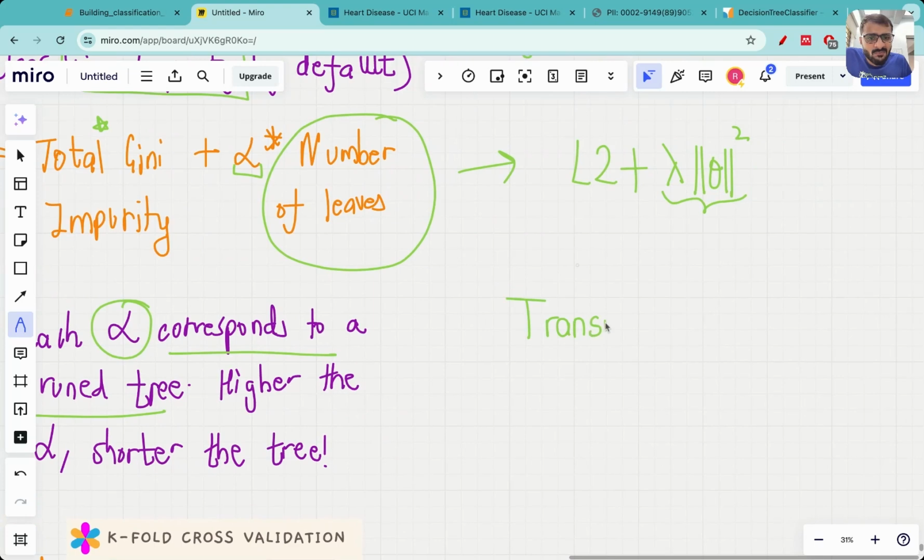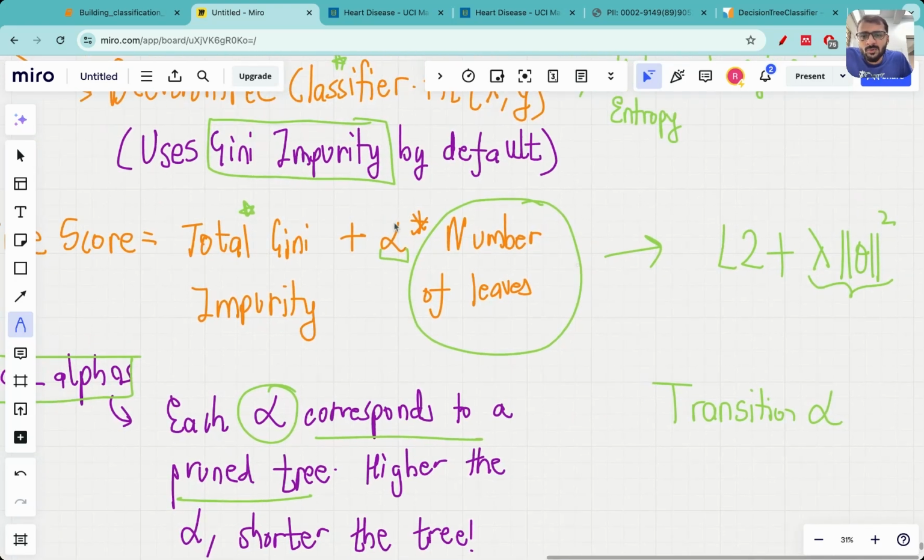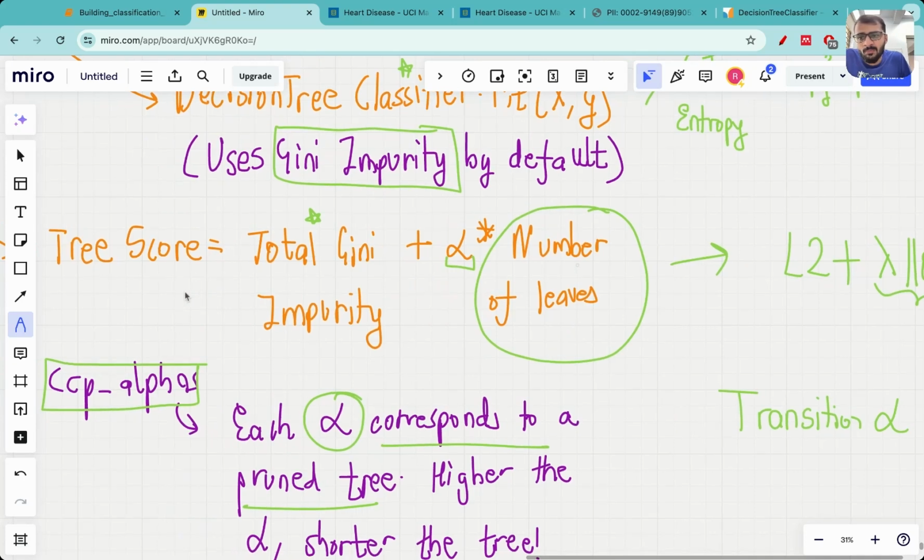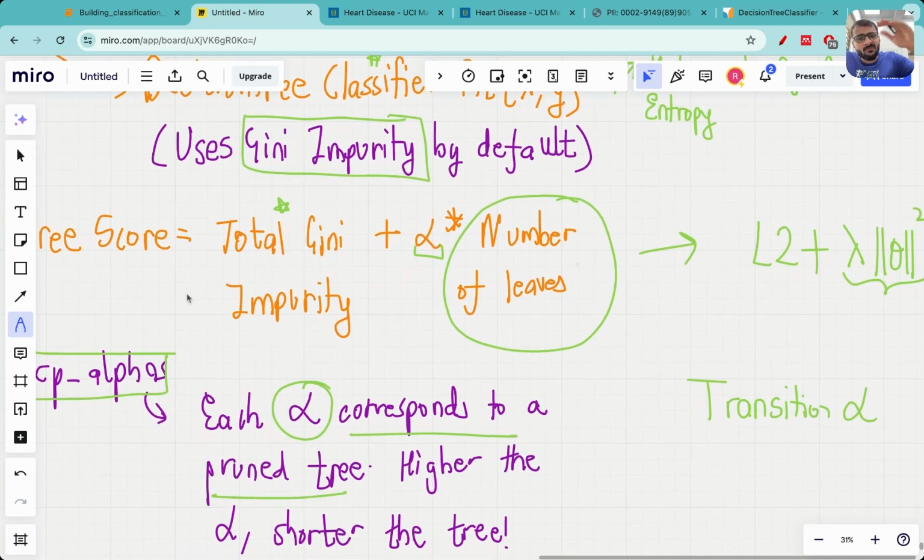These transition alphas are very important because as alpha goes on increasing, if alpha becomes very high, the number of leaves has to be very low, right? Because then the tree score would become very large. So as alpha becomes larger and larger, the tree size becomes smaller and smaller and smaller.